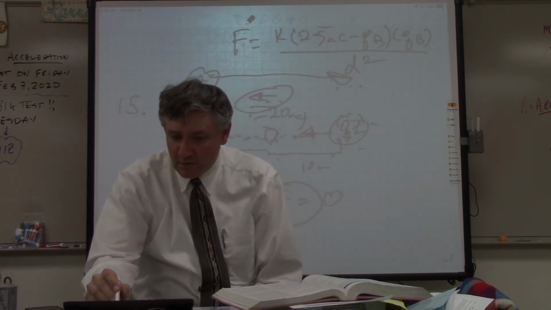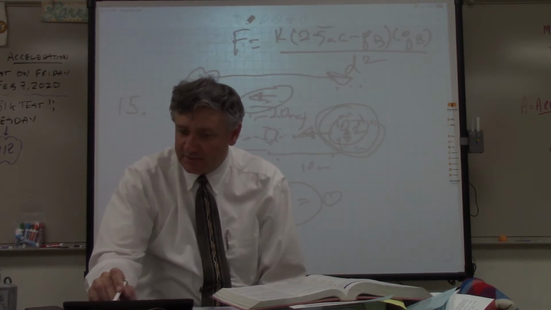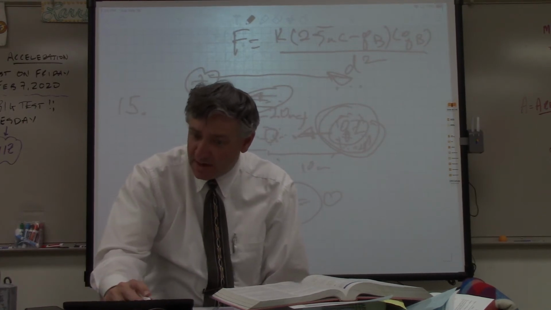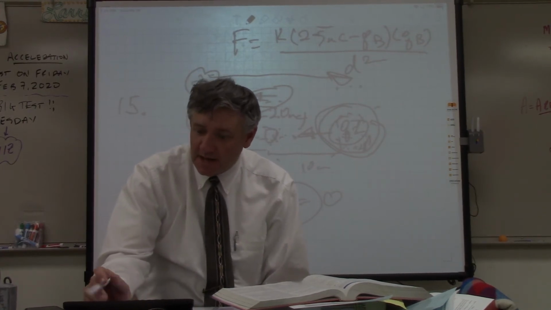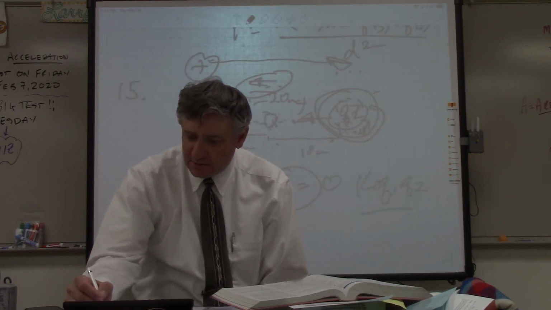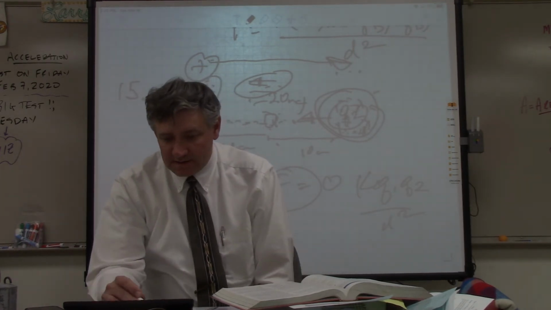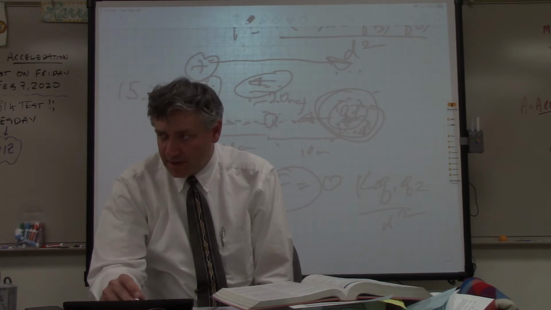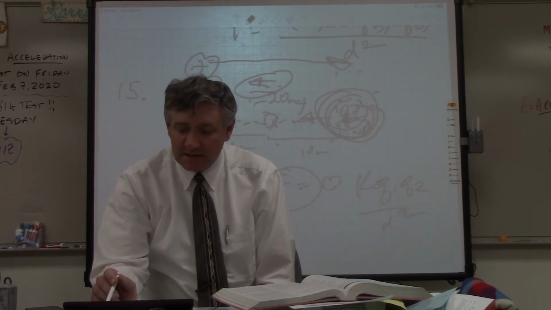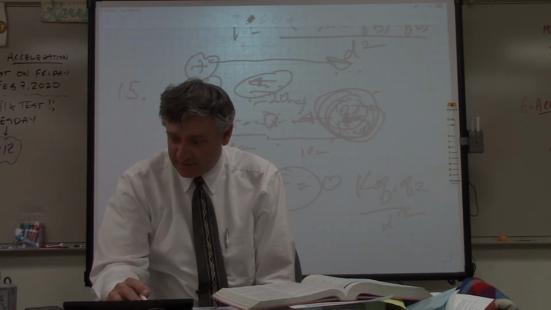So if Q1 is positive, the only way this can feel no net electric effect is if Q2 is also positive, because it would be pulled towards this negative one, and then it would be repulsed by this one. Now, the whole key to this is that it's kQ1Q2 over distance squared, right? So you want this to feel no net electric force. So if this one is positive, this one would also have to be positive, right?